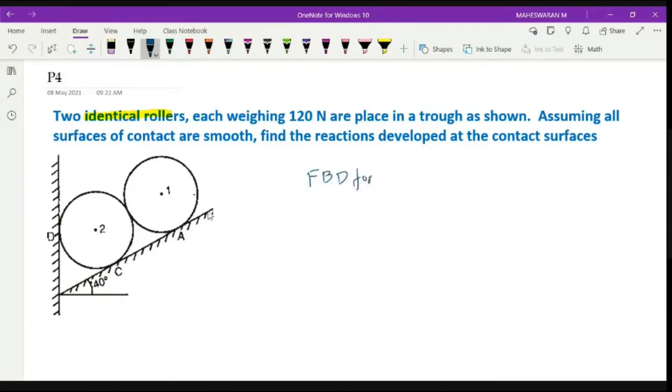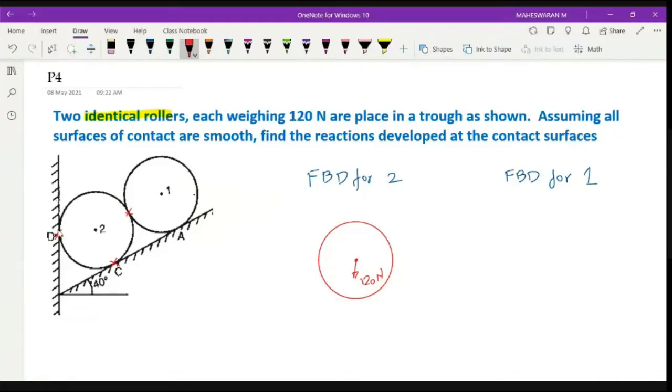What is the free body diagram for 2, and what is the free body diagram for 1? I am mentioning 2 as the sphere and 1 as the sphere. So these are the two free bodies. If I consider 2, you have weight acting downward. This is 120 Newton. You have 3 contacts: 1, 2, and 3. We will go one by one.